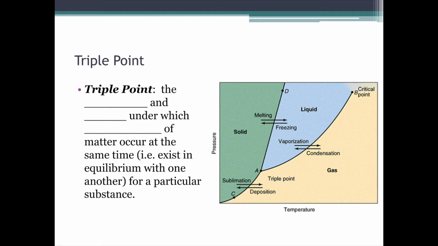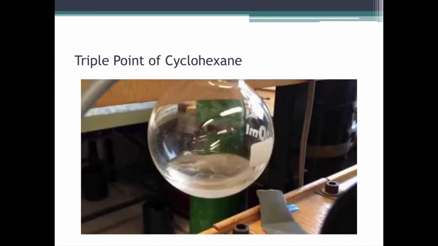So there are a couple interesting points in a phase diagram. The first one is the triple point. The triple point, represented by A here, is the temperature and pressure under which all three states of matter occur at the same time. They exist in equilibrium with one another for a particular substance. That means at the same moment we can have all 6 phase changes happening together with all 3 states of matter.